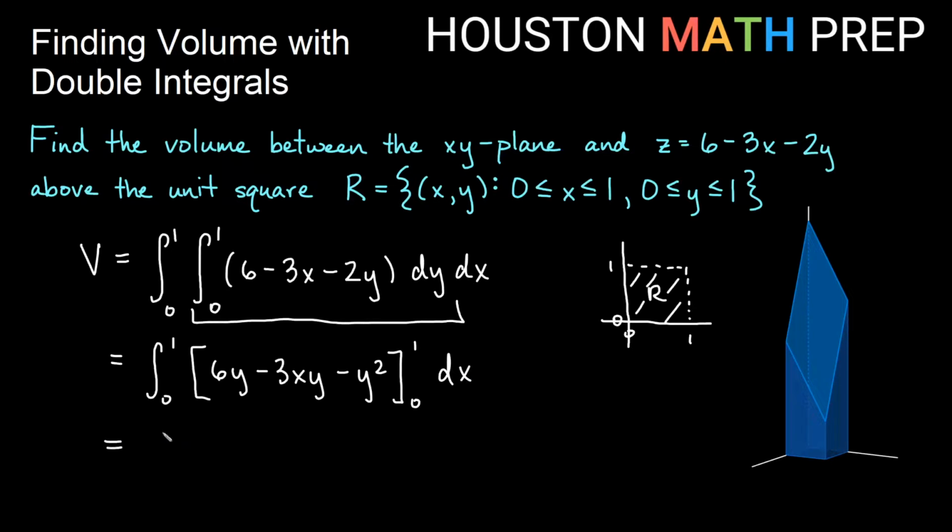So let's go ahead and plug in our bounds. Plugging in 1, we will get 6 times 1, which would be 6, minus 3x times 1 would be minus 3x. Minus 1 squared, which would be 1, minus, and then if we plug in 0 for y, notice every term has a y in it, so each of those terms is going to be 0. So we'll get 0 for all of those, and then we'll have that integrated dx.